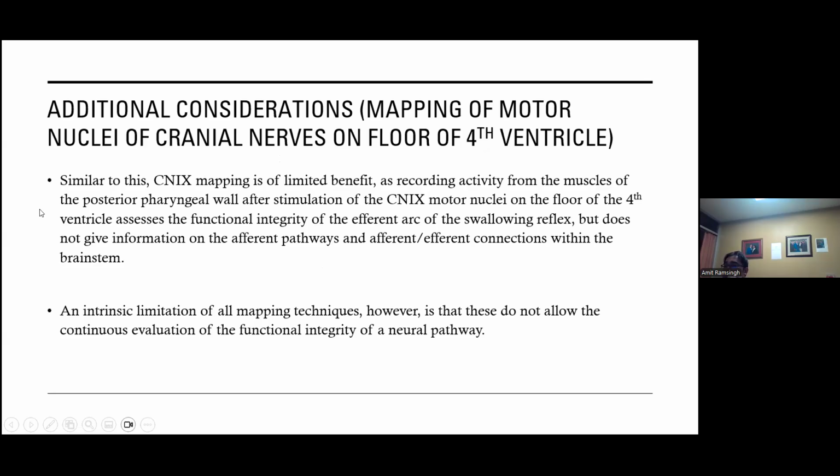So similar to 7, cranial nerve 9 mapping is of limited benefit as it records activities on the muscles of the posterior pharyngeal wall after stimulation of this nucleus. And what it really assesses is the functional integrity of the efferent arc of the swallowing reflex. But it doesn't really give information on the afferent pathways or the afferent-efferent connections within the brainstem. So inherently, an intrinsic limitation of all mapping techniques is that they do not allow for continuous evaluation of the functional integrity of the neural pathway, and this applies to most of the mapping techniques.